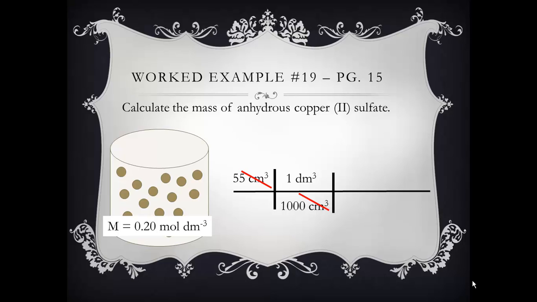Now we can use our molarity to get to moles, 0.20 moles per liter. And the last thing is to get to mass, so we need the molar mass of copper 2 sulfate, which is 159.62. Moles cancel, and we have 1.8 grams in the solution.